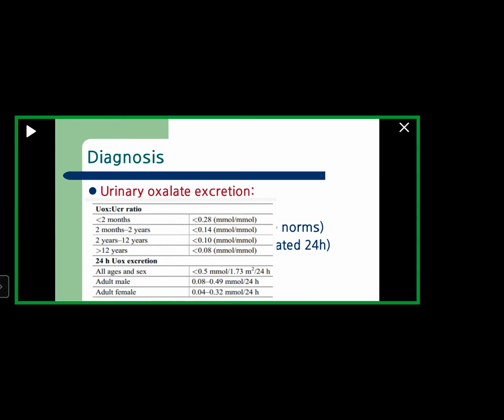And these are the norms, the age-appropriate norms for 24-hour urinary oxalate and for urinary oxalate creatinine ratio in different ages.